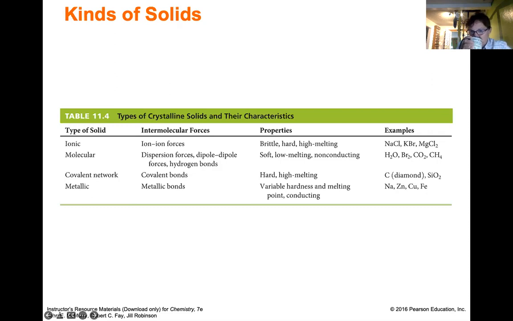Network covalent, very, very hard, very, very high melting, something like diamonds, the hardest substance there is. So we'll see that that's because it's actually one huge covalently bonded molecule. Same thing with sand, SiO2, silicon dioxide. Metallic bonds have varying hardnesses and melting points, and they conduct electricity. So there are lots of different examples of metallic solids.